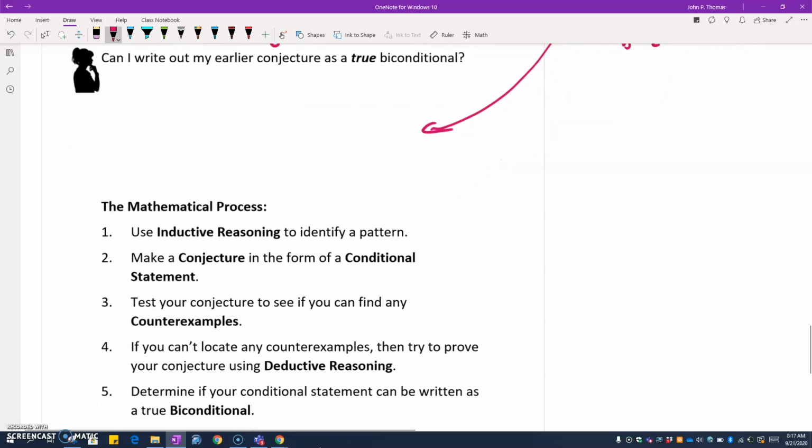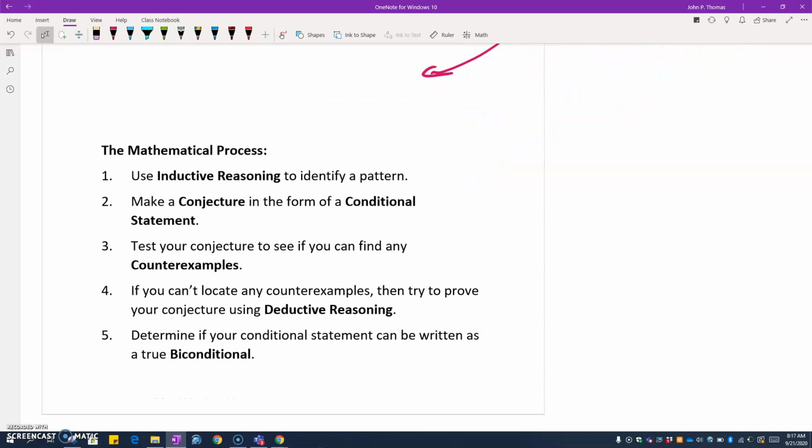All right, now in summary from today, basically what we're looking at is the mathematical process. Real math, when it's actually done in practice, almost always follows this pattern right here. All right, we use inductive reasoning to identify a pattern. We make a conjecture in the form of a conditional statement. So we make a prediction based on what we see in the pattern. All right. Once we have that, we test that conjecture to see if we can find any counterexamples. So we do a lot of samples, a lot of examples, and see if any of them don't follow the conjecture that we came up with.